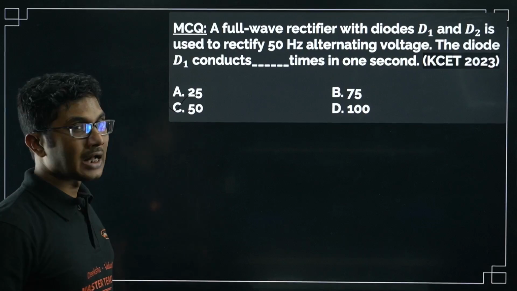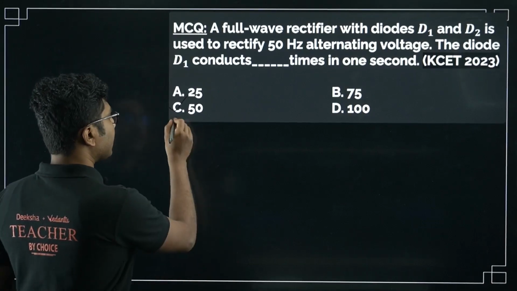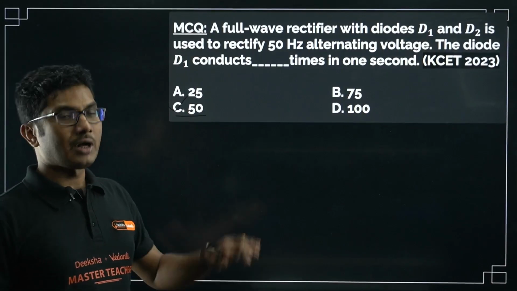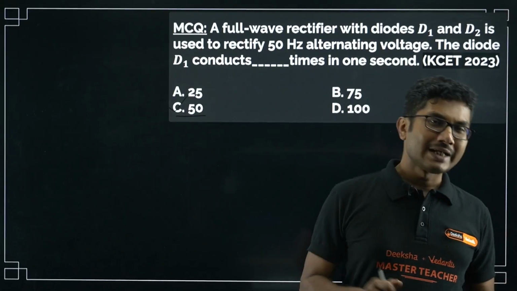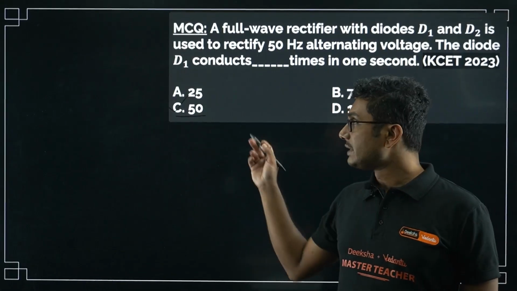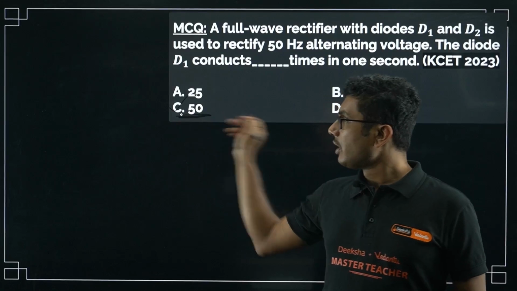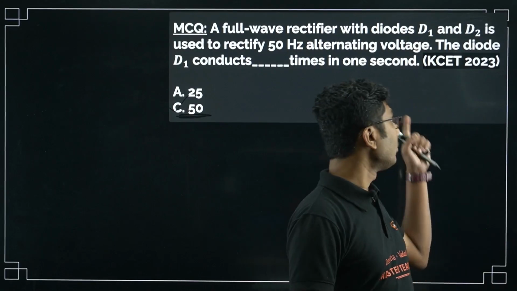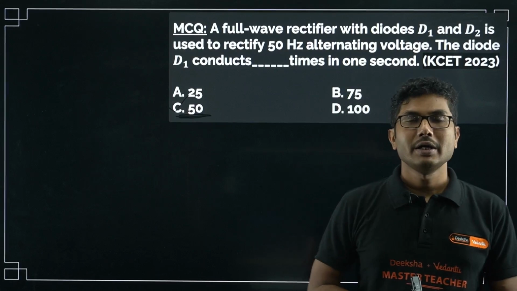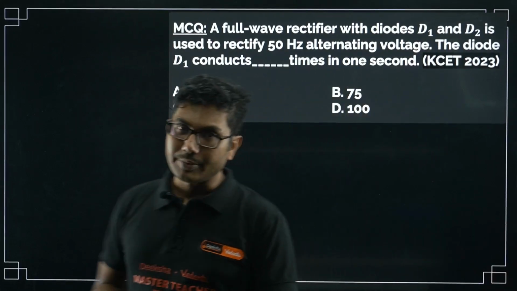So 50 will be the answer for this question. Not 25, not 100. 75 is definitely out of the question. Neither half nor double, it will still conduct 50 times. Even though it is a very simple question, it is still tricky, because most of the students I know will answer 100. But it is not 100, it is 50 only.